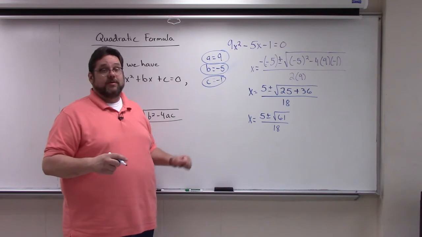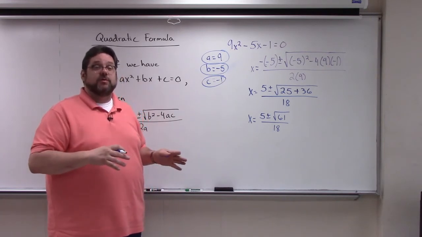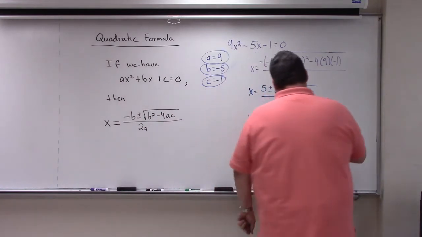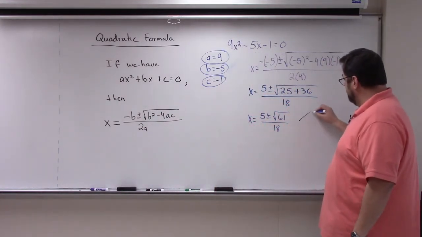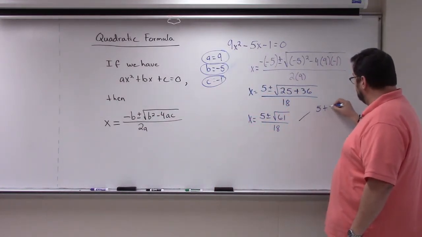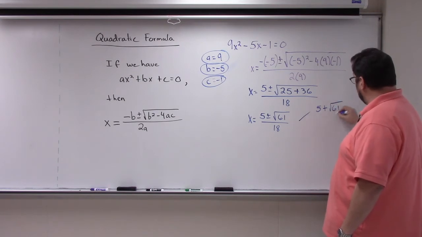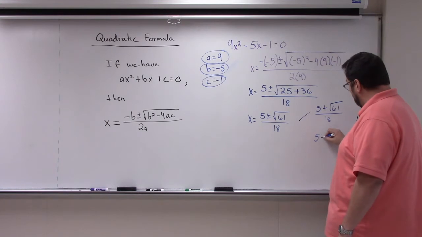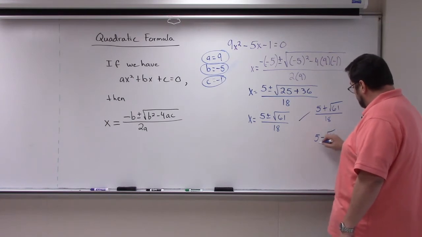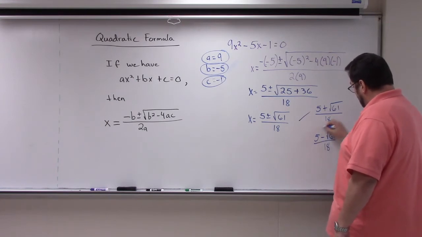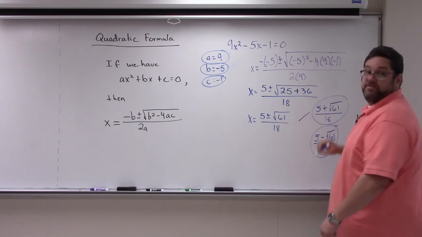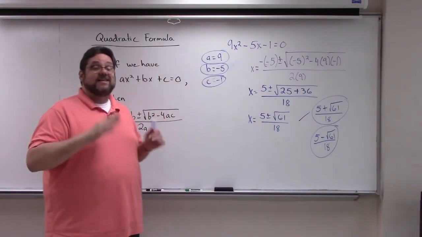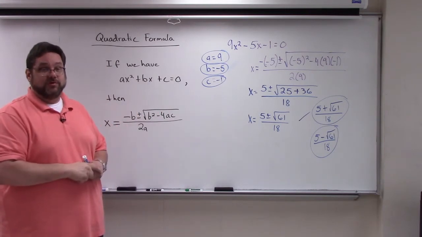We did it. And again, just like with square root property, we have two answers here. We have one with plus. Okay, so we get 5 plus the square root of 61 over 18. And we get 5 minus the square root of 61 over 18. Both of those are answers. All right, and that's how the quadratic formula works.